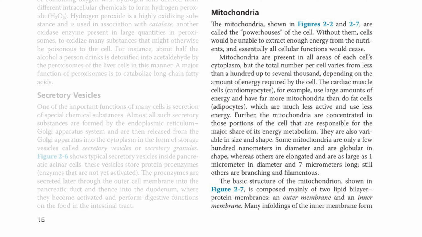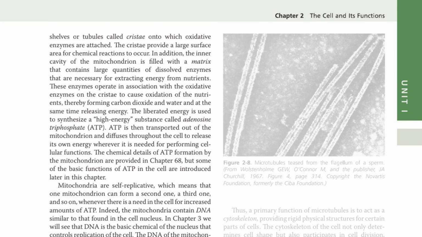Many enfoldings of the inner membrane form shelves or tubules called cristae onto which oxidative enzymes are attached. The cristae provide a large surface area for chemical reactions to occur. In addition, the inner cavity of the mitochondrion is filled with a matrix that contains large quantities of dissolved enzymes that are necessary for extracting energy from nutrients.